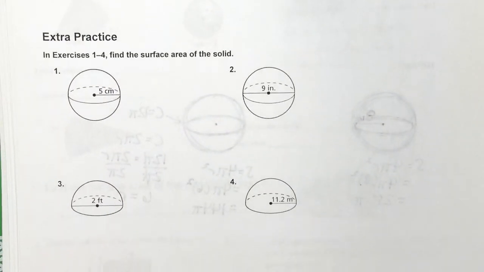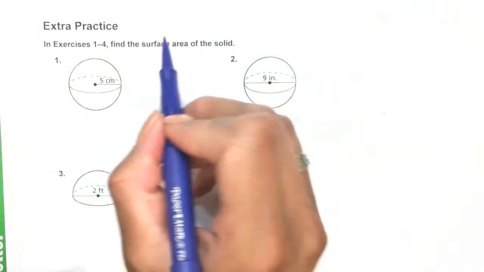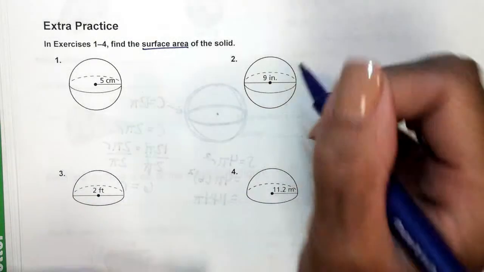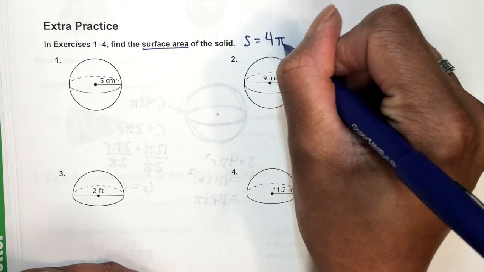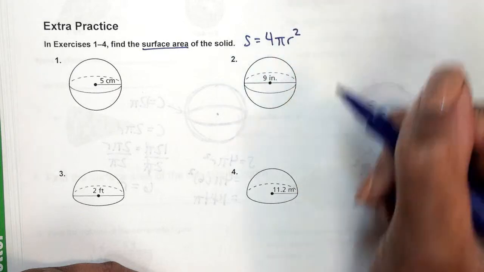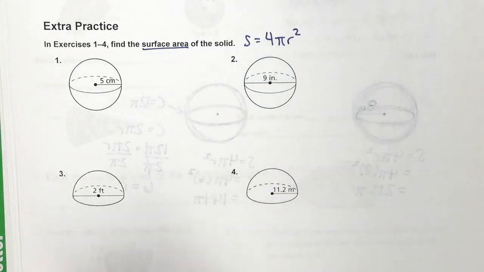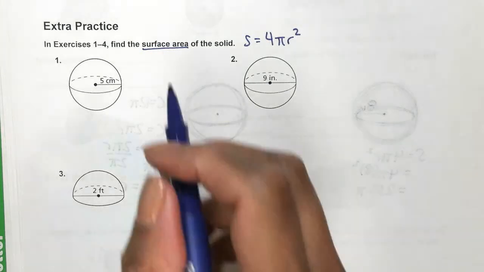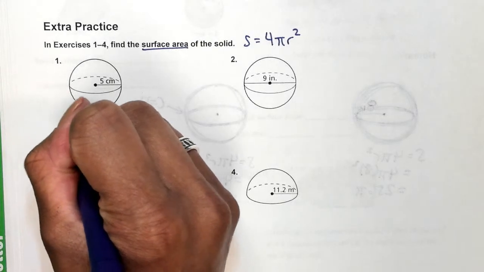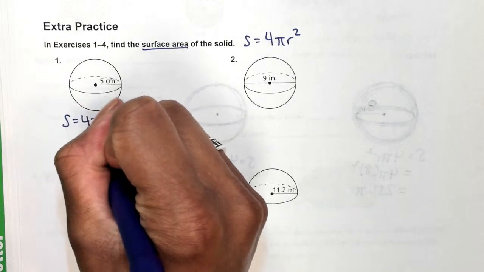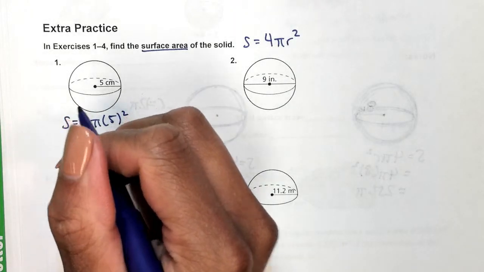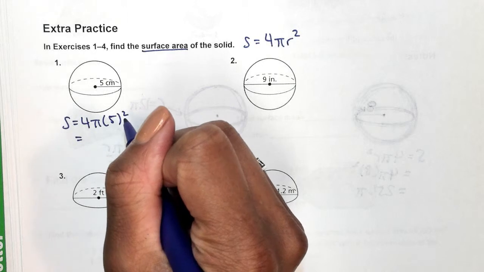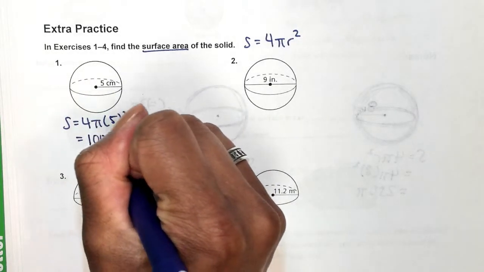Numbers 1 through 4 say find the surface area of the solids. Note we are talking about surface area and we're talking about a sphere. So S is going to be 4 times pi r squared. That's going to be our formula for most of these. Note we also have half circles involved as well as full circles. For number 1, the radius is already given. So we have 4 pi r squared, r is 5, so 5 squared is 25, times 4 is 100, and we're going to keep pi on the outside.